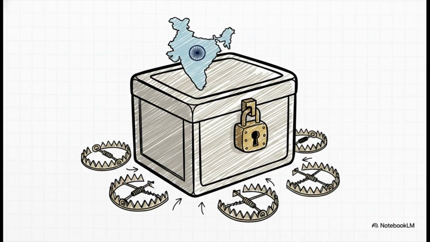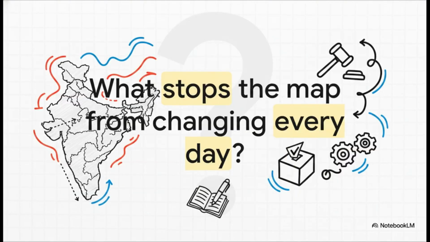By locking down these 4 articles and their specific phrasing, you have completely defused the most common traps set in the polity section of your paper. I'm going to leave you with this final mock question to test your analytical thinking. Since Parliament has the immense power to redraw state lines with just a simple majority, without needing a special constitutional amendment, what practically stops the map of India from changing every single day?